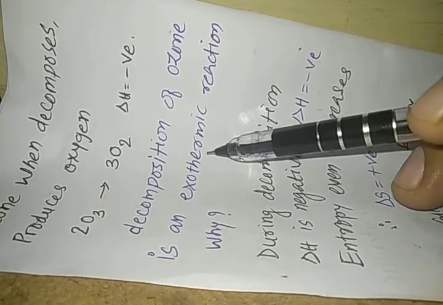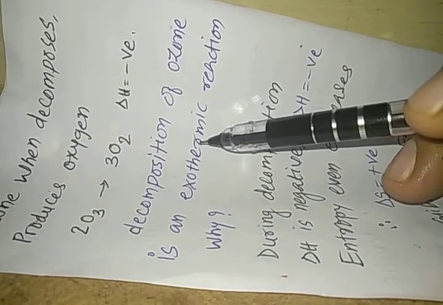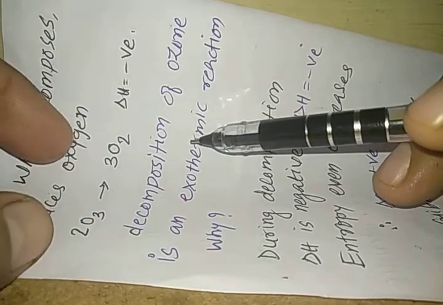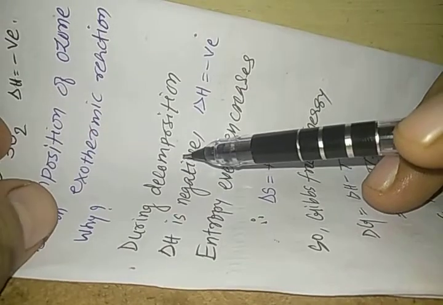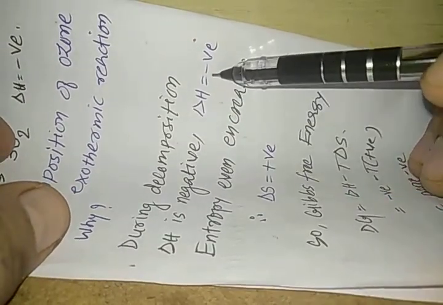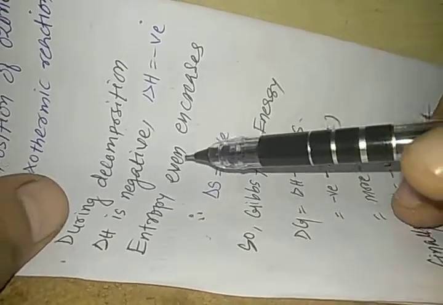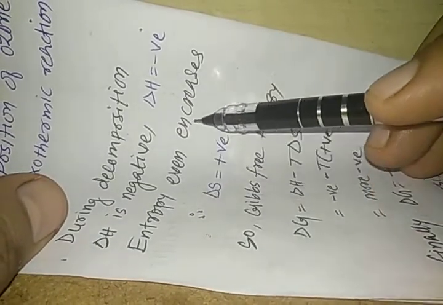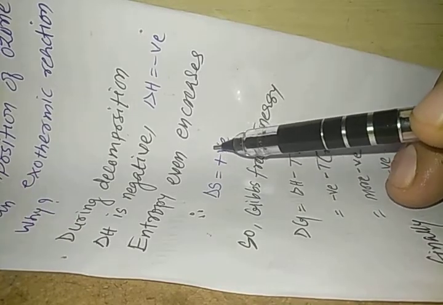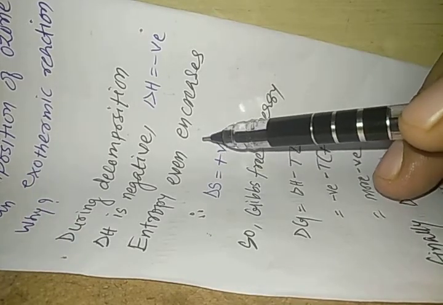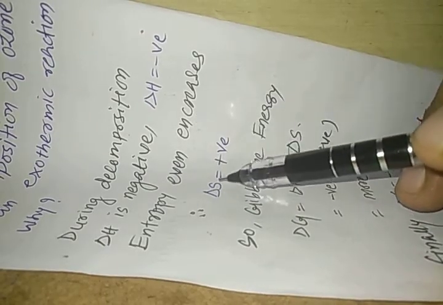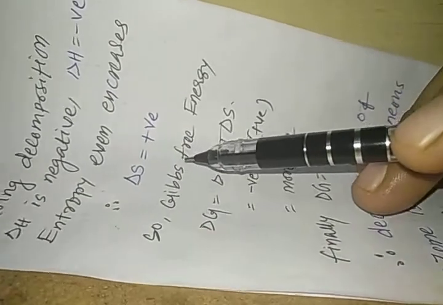Exothermic reaction means energy is released during the process of decomposition. So, during decomposition of ozone, delta H is negative. At the same time, entropy of this process is positive. That means entropy increases when ozone decomposes to convert into oxygen. Entropy increases. That is why delta S is positive.